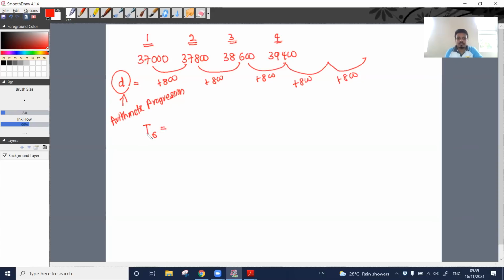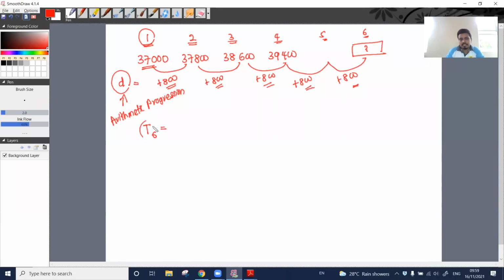Right, 6th term. Starting salary is 37,000 and he is entitled to an annual increment of 800 for 5 years. So after the 5 years, what is his salary? This is what we are going to find. This is the 5th year, and here we are going to find the salary. It means we are going to find the 6th term.